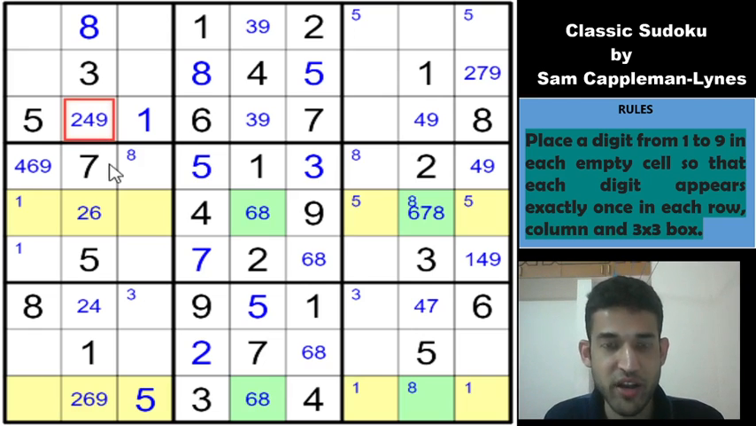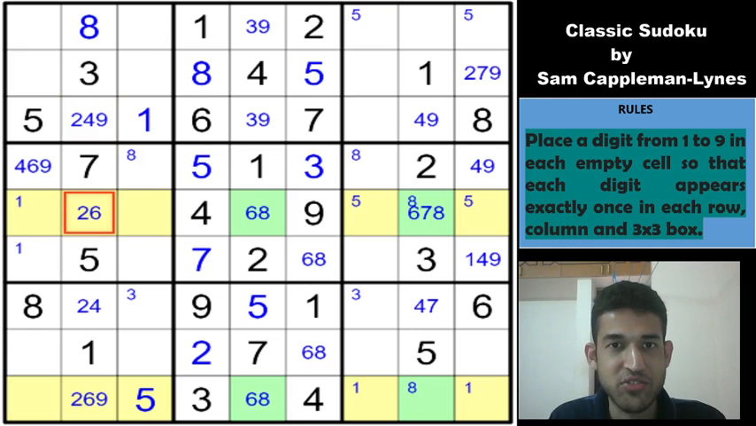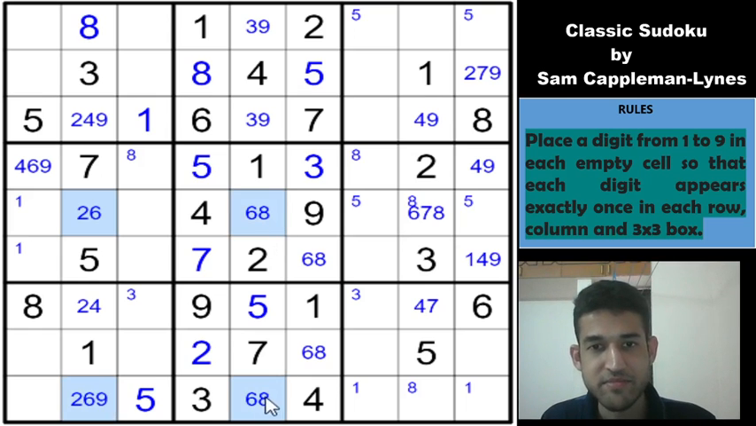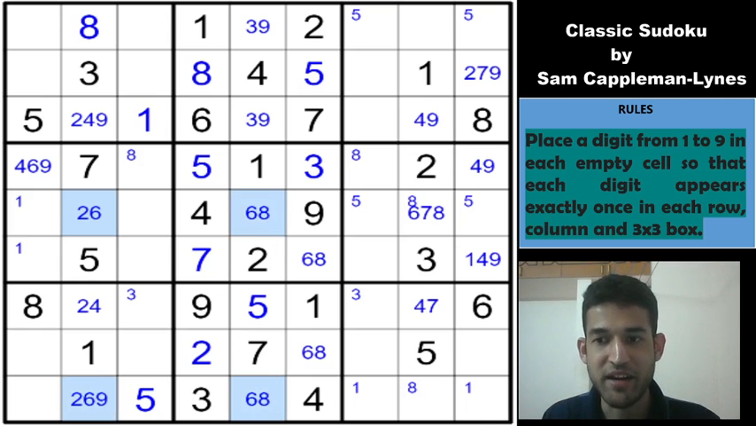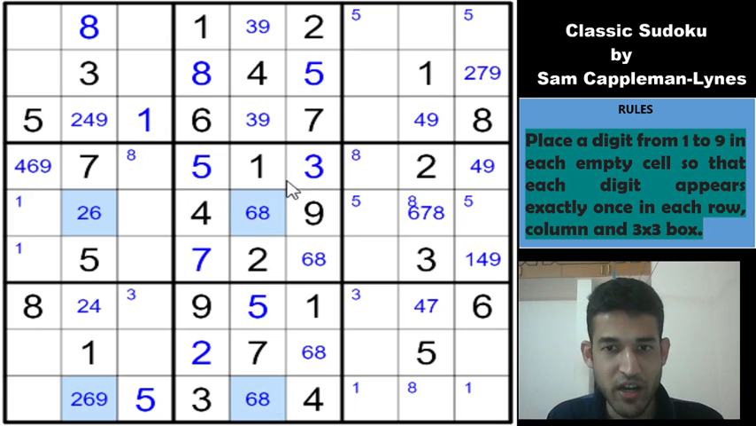Wow, just wow, guys. Again we have an X-wing. So let me remove the previous markings. This is a fantastic Sudoku, guys. Fantastic classic Sudoku. So if you look at these 4 cells, we again have an X-wing pattern, guys. Amazing. So earlier we had an X-wing of 8 between these 4 cells. Now we have an X-wing of 6 between these 4 cells.